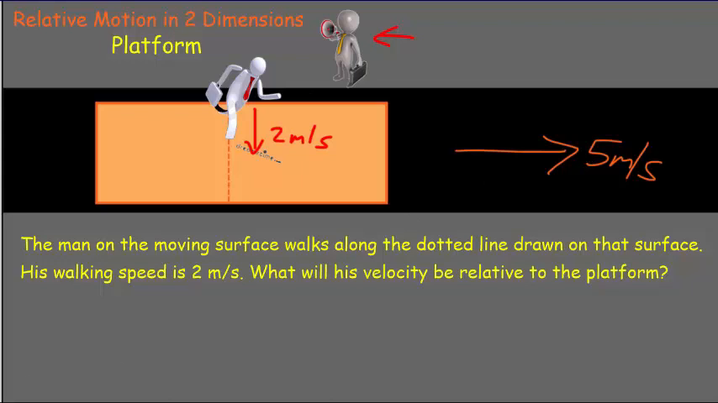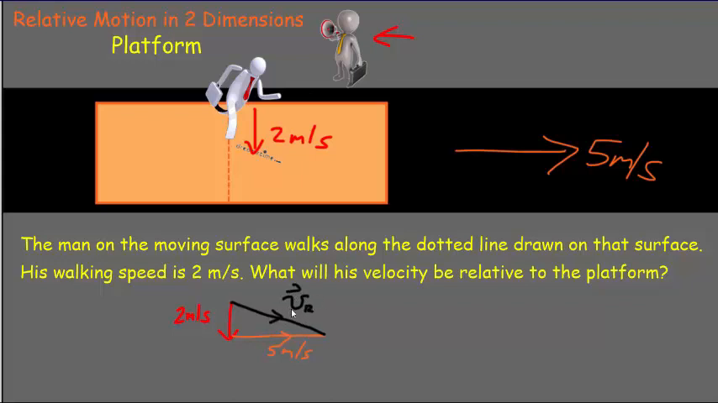vector addition problem. So we've got the motion relative to the platform, 2 meters per second down. And then we want to add that as a vector to this 5 meters per second, the motion of that moving surface. And then our resultant has to go from that first tail to that last head. That would be our resultant velocity. And that's what we want to find out.